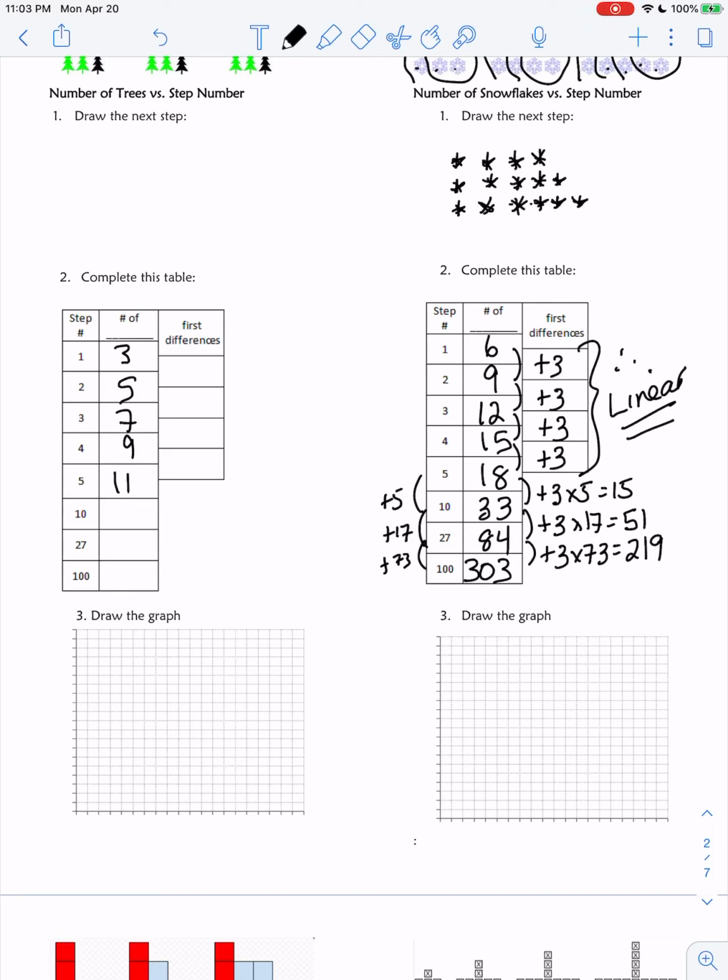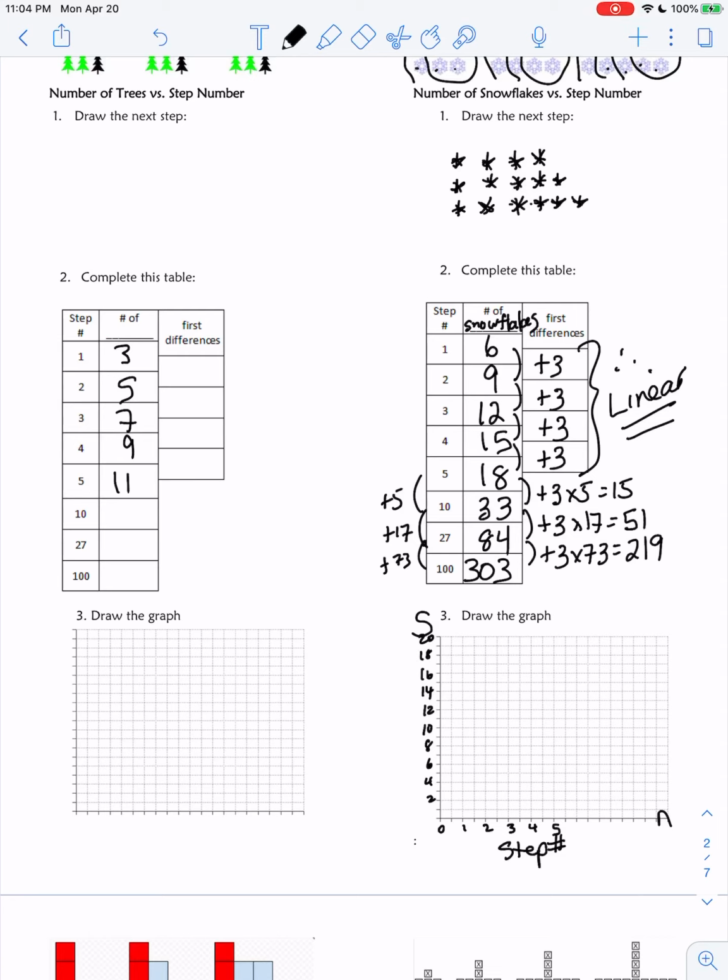Okay, you don't have to graph, you only have to graph up to 5. So we're going to go 0, 1, 2, 3, 4, 5. This is n, that's the step number. And here, this is number of snowflakes. So let's call that capital S for snowflakes. It's got to get up to 18. So let's go 2, 4, 6, 8, 10, 12, 14, 16, 18, and 20.